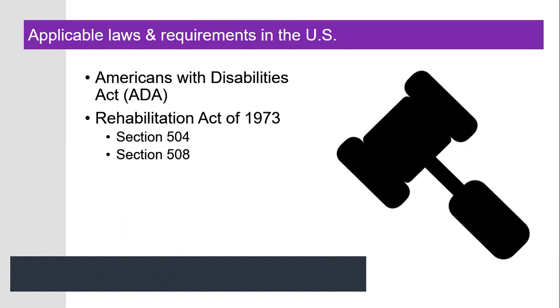The portions of the Rehab Act that are most relevant to accessibility are Section 504, which states that programs or activities receiving federal money must not discriminate on the basis of disability, and Section 508, which requires that information technology procured or used by the federal government be accessible to people with disabilities, including employees and members of the public.